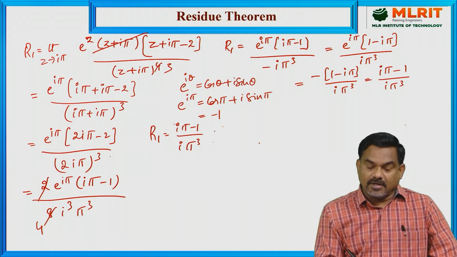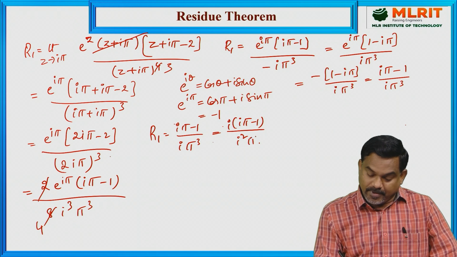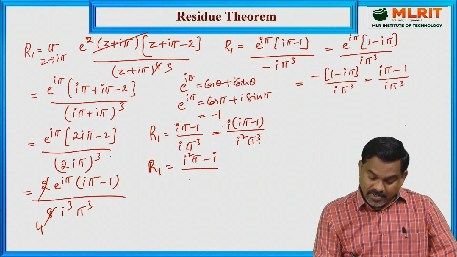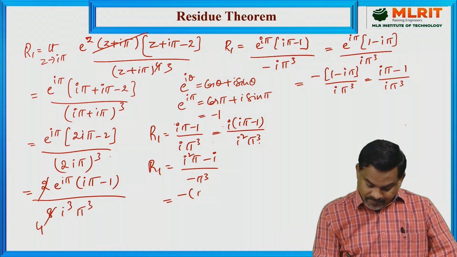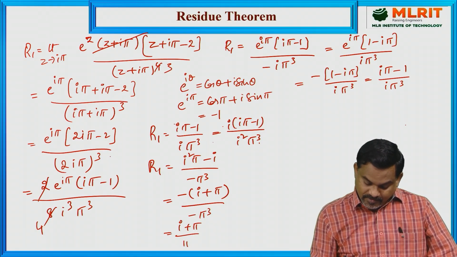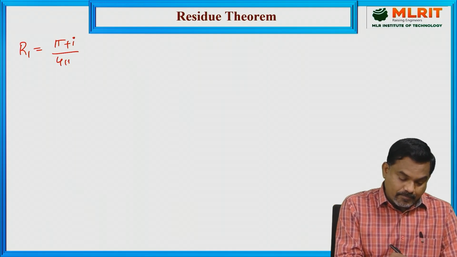Multiply with i on both numerator and denominator: i into (iπ minus 1) by i square π cube. So R1 is (i square π minus i) by i square, which is minus 1. So minus π cube. So this is minus common (i plus π) by minus π cube, which is (i plus π) by π cube. Hence R1 is (π plus i) by 4π cube.